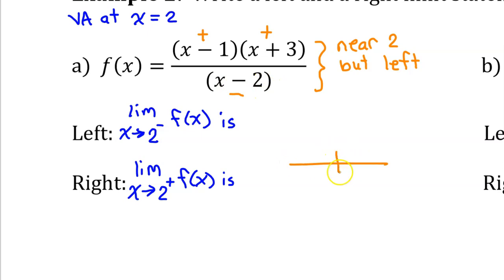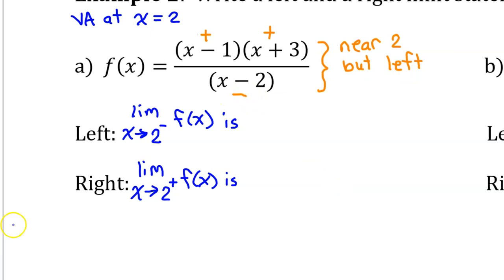So, picture 2 on a number line. You could actually just use the number 1 if it makes you feel better. If you plug in a 1 right here, you would get 1 minus 2. That's negative 1. So, to the left of 2, you're going to get a negative.